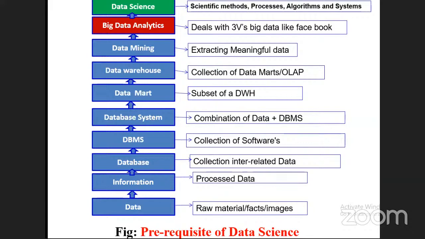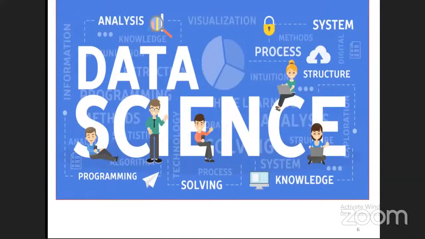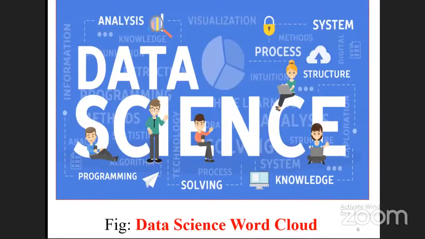Then finally, data science. Data science is the process of examining and extracting hidden patterns and insights from a large volume of data with the help of scientific methods, processes, algorithms, and computer programs. That is called data science. So can anyone give the answer for this logo? Can anyone give the technical name of this logo? Everything we have discussed is incorporated in this one: analysis, process, system, structures, knowledge, programming. What is the technical name of this logo? The technical name of this logo is Data Science Word Cloud.